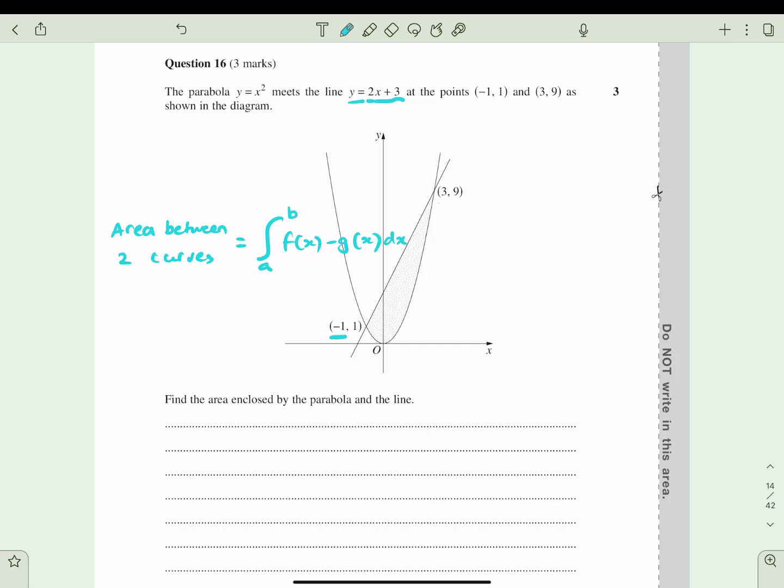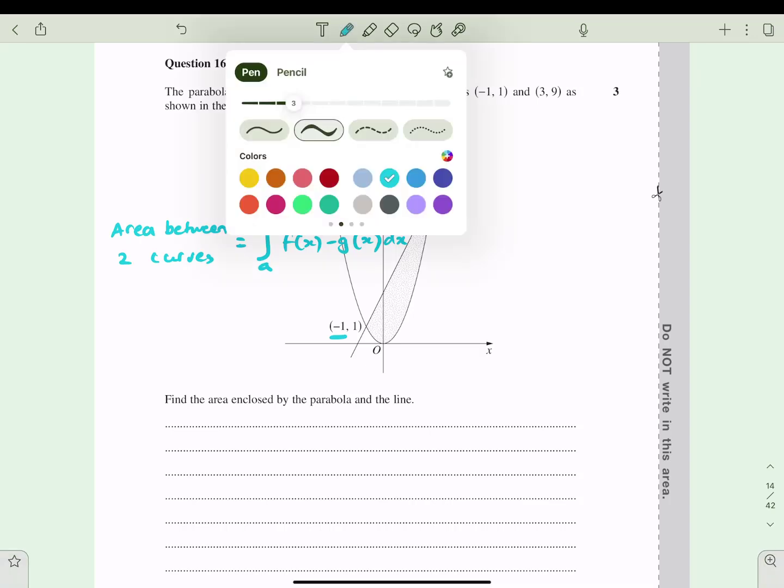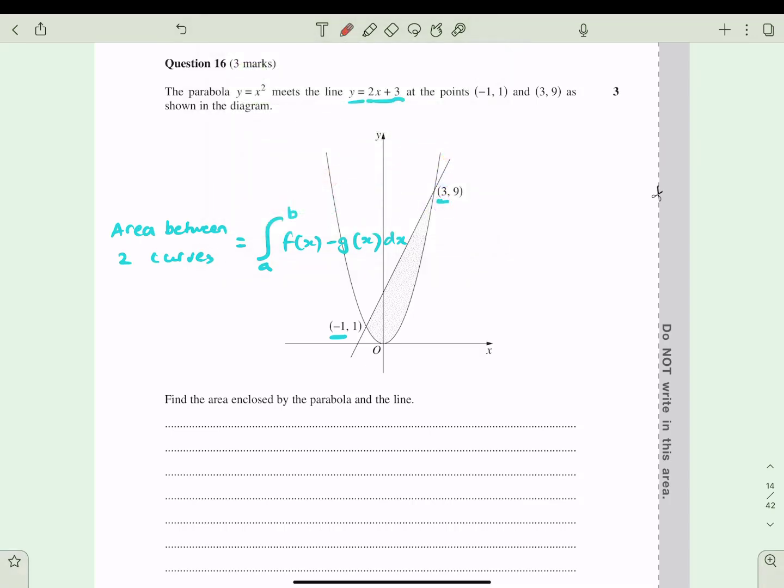The upper bound is going to be x equals 3. Moreover, on top of that, we can see here that my straight line, y equals 2x plus 3, is on top of my parabola. Okay, so it's on top. So therefore, f(x) is going to be y equals 2x plus 3.